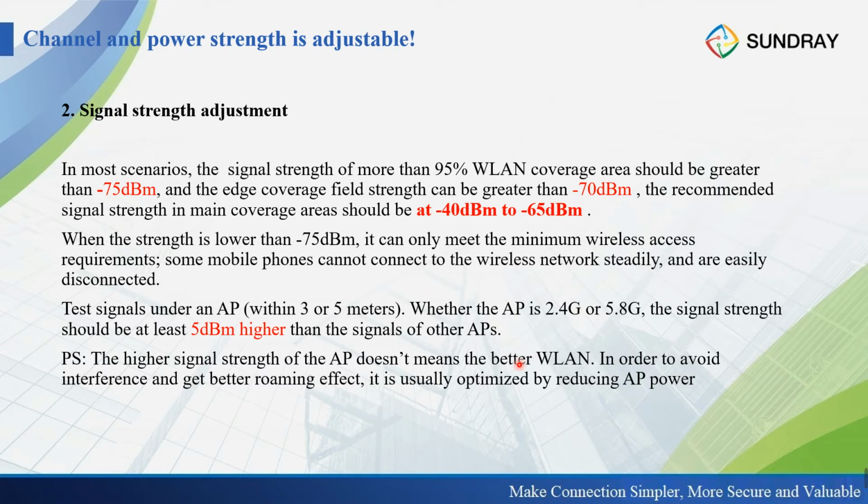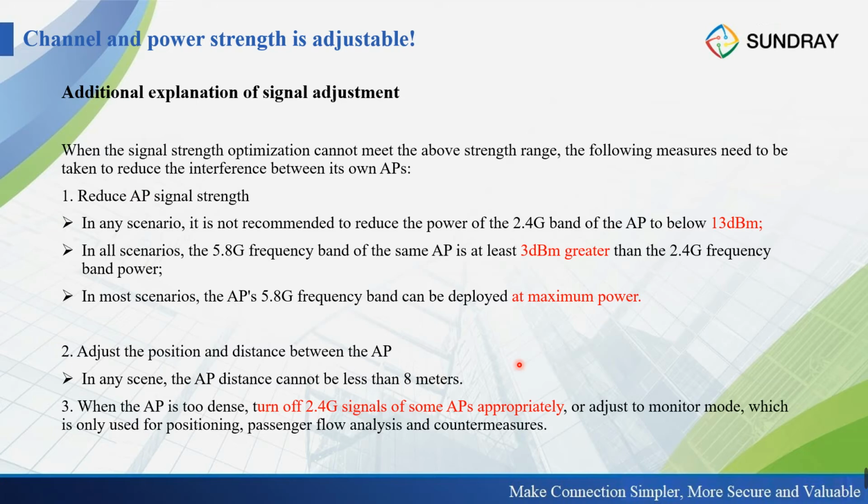If another AP's signal is also very high, that means there will be very serious interference. And also we should know that higher signal strength does not always mean better Wi-Fi quality. So in order to avoid interference, sometimes we also reduce the AP power.